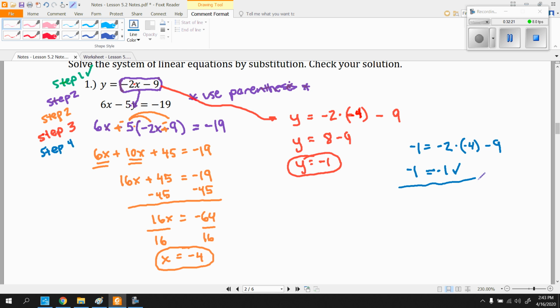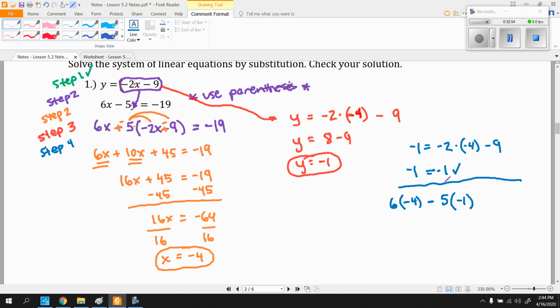The second check is right here. And there's a lot to actually do. Not a lot as far as steps, but just a lot of operations. So 6 times, instead of x, 6 times -4. Okay, so I've replaced that x with a -4. I'm copying down the minus that's right here, 5. Instead of times y, we're going times what? What do we say y was equal to? -1.